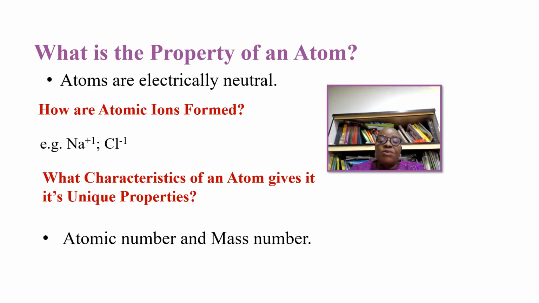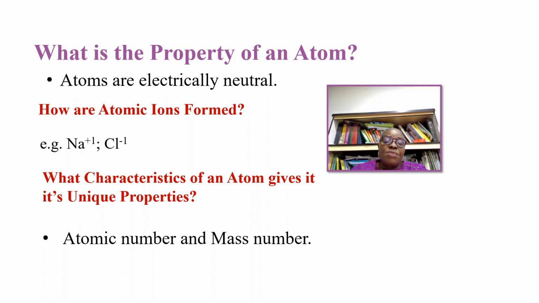What is the property of an atom? Atoms are said to be electrically neutral. The number of protons, which are positively charged, and electrons, which are negatively charged, are equal in an atom. Therefore, opposite charges are balanced, and thus there is no net charge on the atom. Moreover, the neutrons present in an atom have no charge. Hence, an atom is electrically neutral.